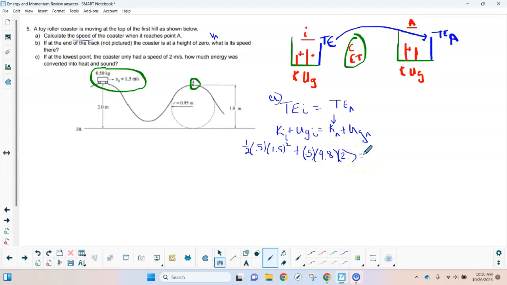On the right side of the equation, we can plug in the same ideas. So this is 1/2. We're just looking at the ideas at point A. 0.5 is still the mass of the car or roller coaster. We don't know the velocity today. That's what we're solving for, so that's our variable. So VA squared there. And then we can do MGH. So M is 0.5. G is 9.8. And the height is, if you read this carefully, it's 1.9. So the radius of the circle there is 0.95. So if you add 0.95 and 0.95, you get the total height, which would be 1.9.